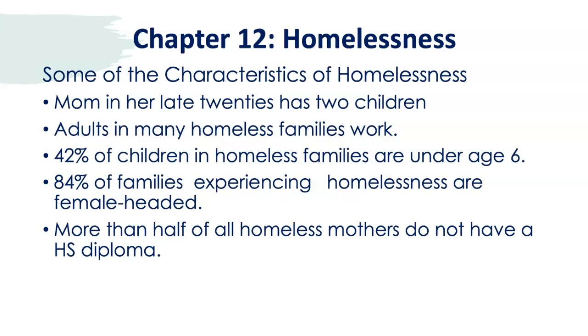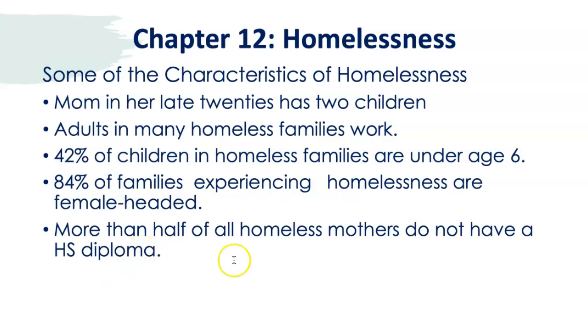Some characteristics of homelessness in the United States. Mom is statistically in her late 20s, has 2 children on average. Adults in many homeless families work. 42% of children in homeless families are under the age of 6. That's 4 out of 10. So if you're in a preschool classroom of 4, 5, 6-year-olds, that means 4 out of 10 have the potential to be homeless. And again, these statistics ebb and flow depending on where you are in the country.